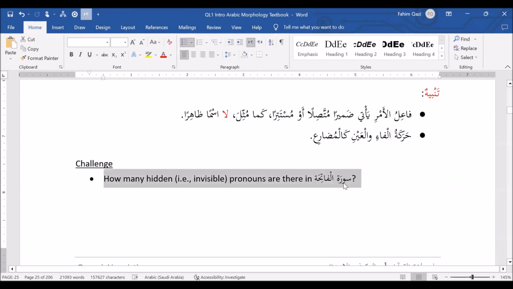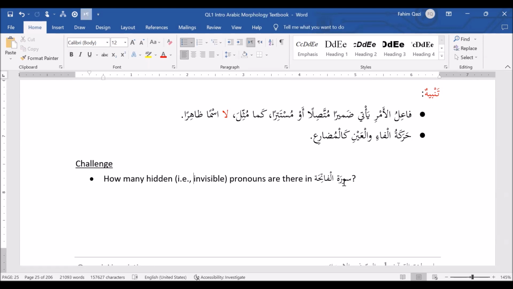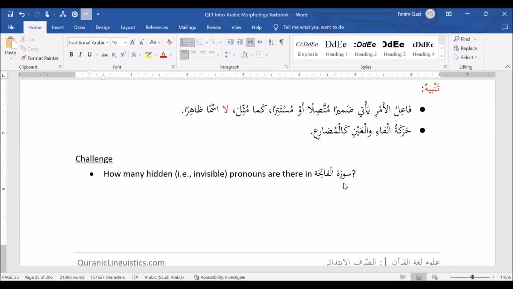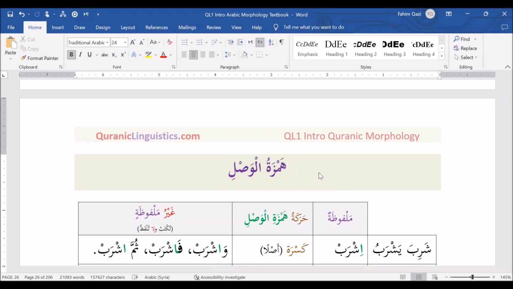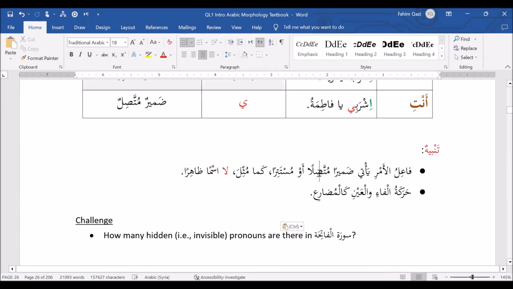Next, you have a challenge. How many hidden invisible pronouns, which is dhamir mustatir, are in Surah Al-Fatiha? If you know the answer, or if you think you know the answer, make a comment and I will respond, inshallah. And in the next lesson, we will look at Hamzatul Wasl, which is that green alif, and what the haraka should be, and when it is pronounced and when it is not pronounced.